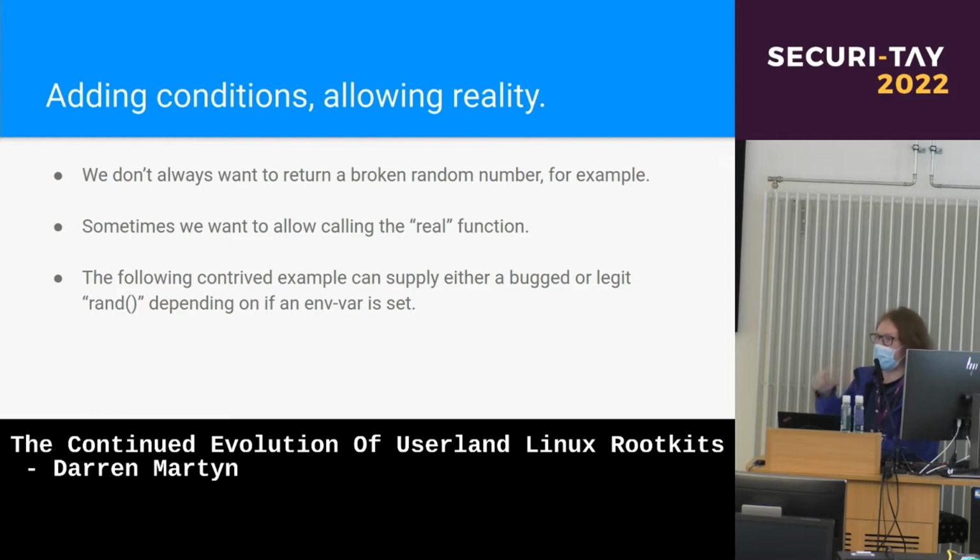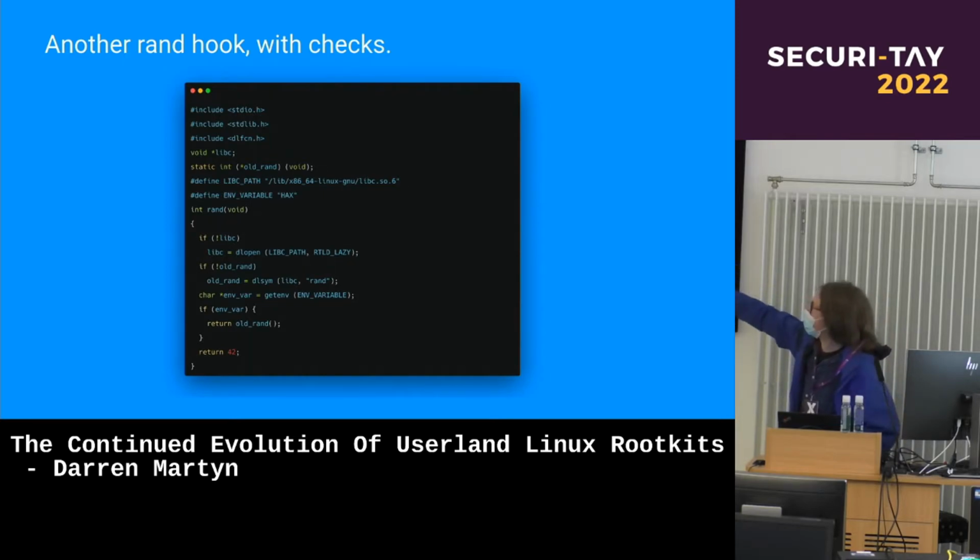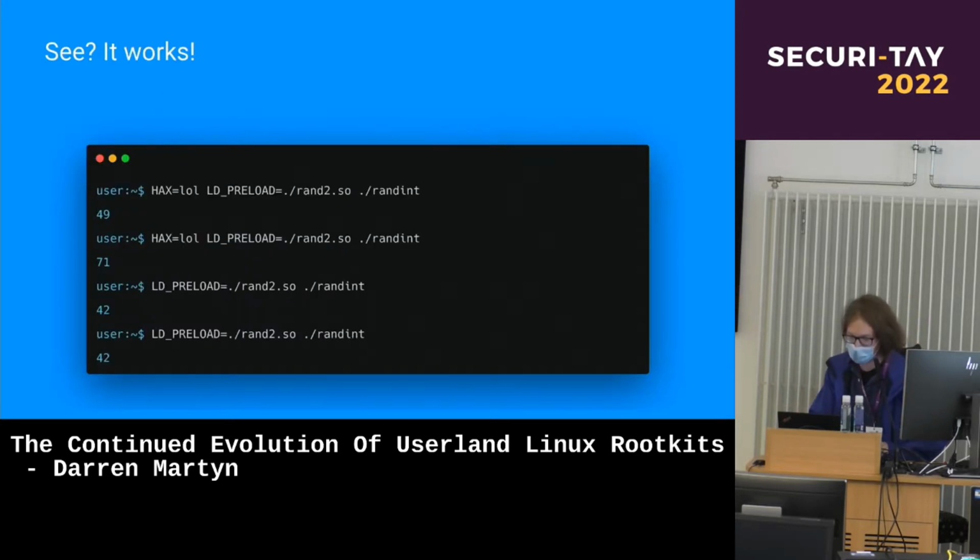Sometimes we don't just want to break the random number generator. Sometimes we want a check or a condition, so we start adding conditionals in. This is a slightly more complex example, and all it does is dlopen the real libc path, which is hard-coded, and it defines the rand from that as old rand. Then if an environment variable is set, it'll return the real random, otherwise it'll return 42. So this is a basic control flow check.